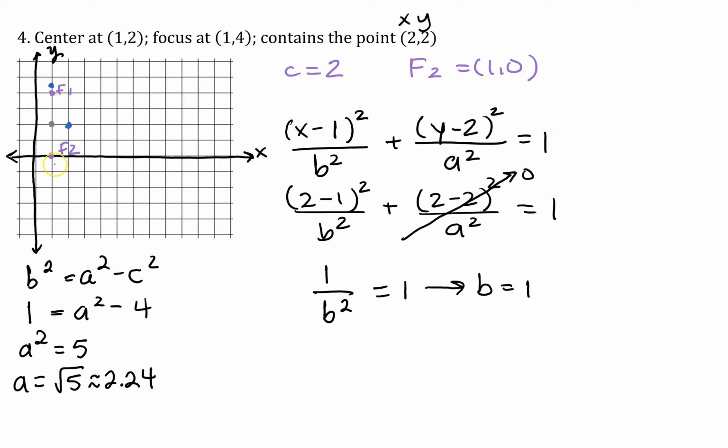So we move 2.24 units above the center to find one of our vertices. I'll put that about right there. And 2.24 units below to find another one. And then connecting these points, we see that our ellipse looks something like this.